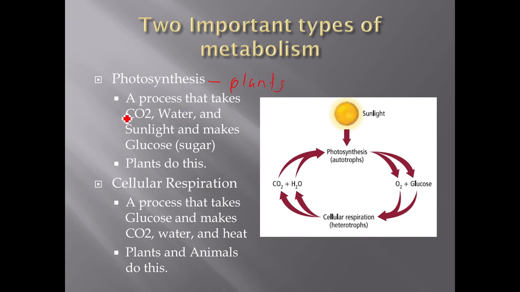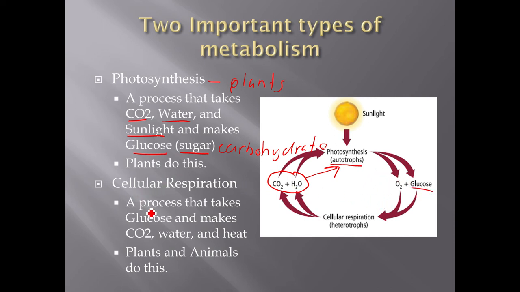Plants can take CO2, water, and sunlight, and they can turn it into glucose. Glucose is a type of sugar. It's also a type of carbohydrate. And that's all they do. They take carbon dioxide and water through photosynthesis, which is an autotroph. They turn it into glucose.